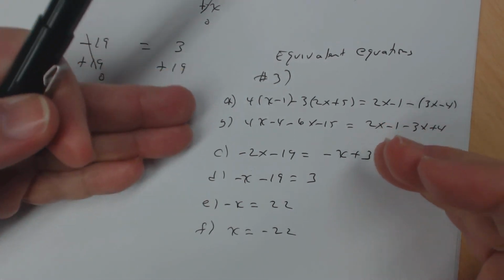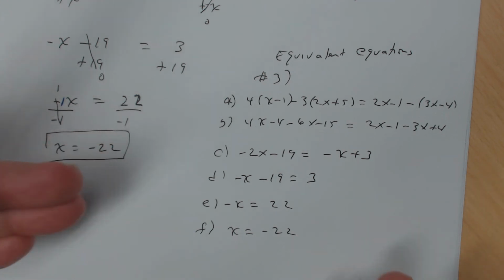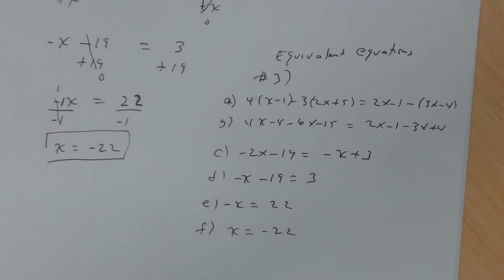So every time you do anything to each side of the equation, as long as it's mathematically correct, then all those equations you create are equivalent. All right, so that's all I want to do with part 1.